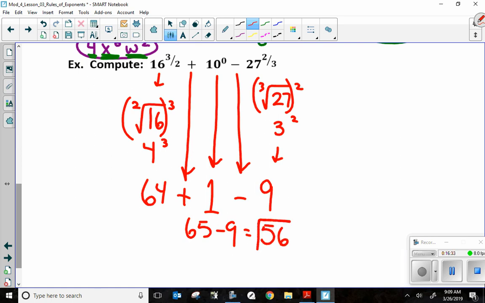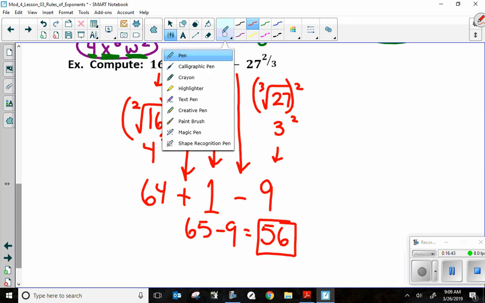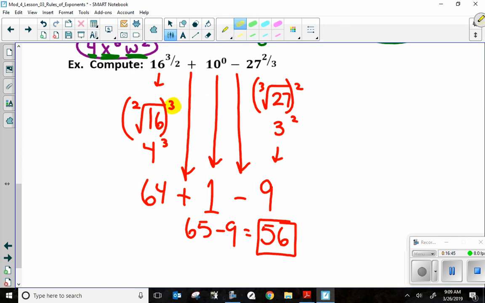I almost put 54 because I'm thinking factors of 9. But that is 56. So you see how it was easier. I could have cubed 16 and taken the square root of it and gotten 64. That would have been tough. I could have squared 27 and taken the cube root of that and gotten 9. But it's a lot easier to work with smaller numbers. So, of course, I did the square root of 16 first to give me 4. I did the cube root of 27 to give me 3. And I could square 3, and I could cube 4, and it becomes a lot more manageable.